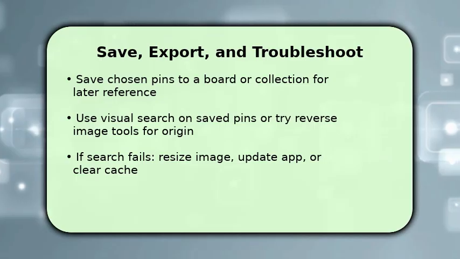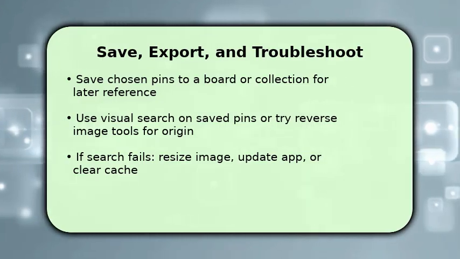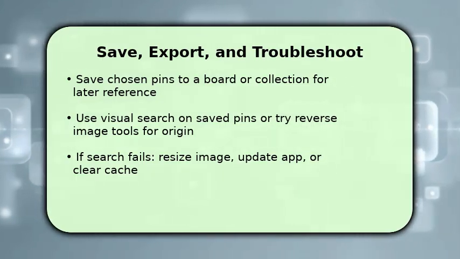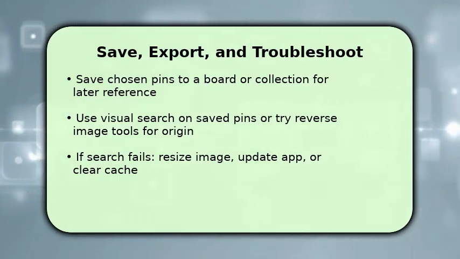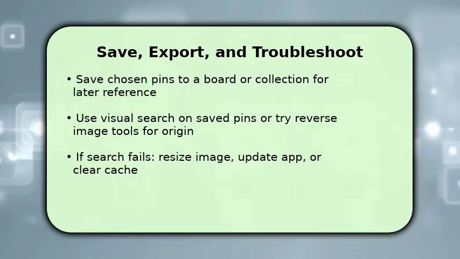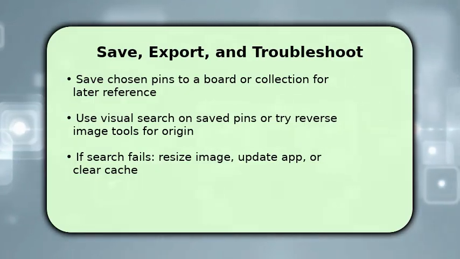If visual search returns poor matches, try troubleshooting. Resize or crop the photo to emphasize the subject. Update Pinterest to the latest version, or clear cache and retry. These quick fixes usually restore accurate detection.